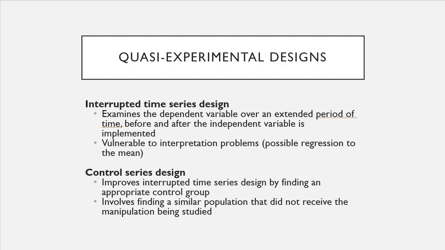We can overcome some of those issues by using what we call a control series design. What we do is we find an appropriate control group. Let's say that we want to help reading scores for people that have reading difficulties, whether it's literacy, or something else like dyslexia, pardon me, I was at a loss for words for a moment. We could monitor their reading abilities for a while, introduce a reading intervention, and then we could track their reading again to see if that helped with reading scores.